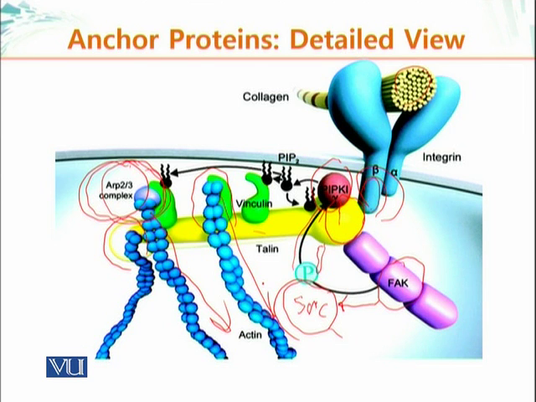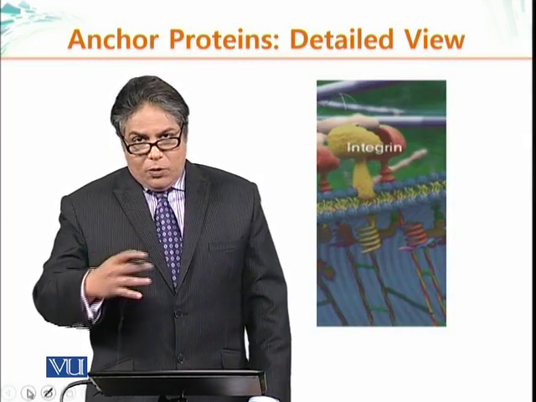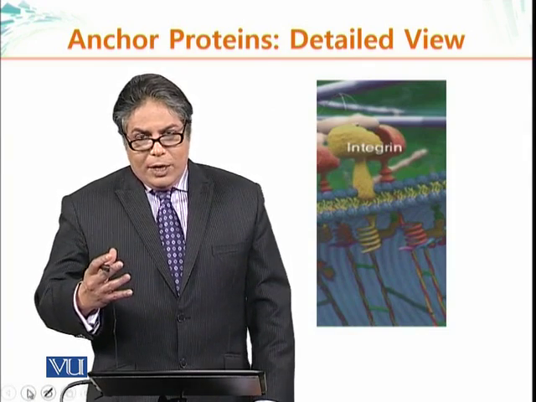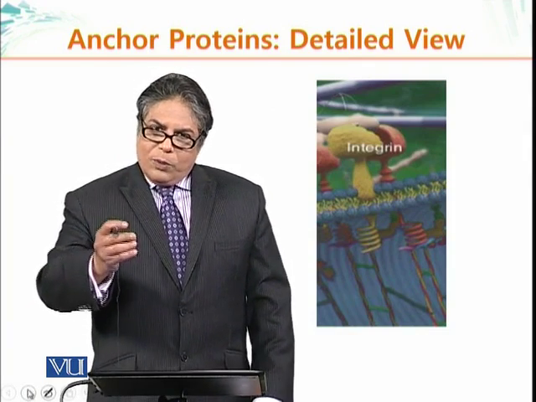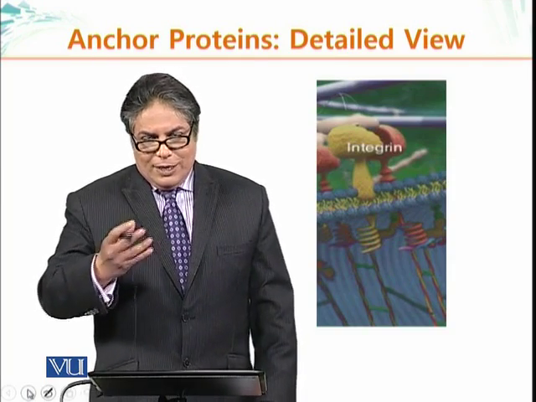So we have seen some of these anchor proteins and how their interaction with the cytoplasmic domain of the beta subunit results not only in activation of integrin molecules, but also, most importantly, links the cytoskeleton with the beta tail of the integrin molecule.